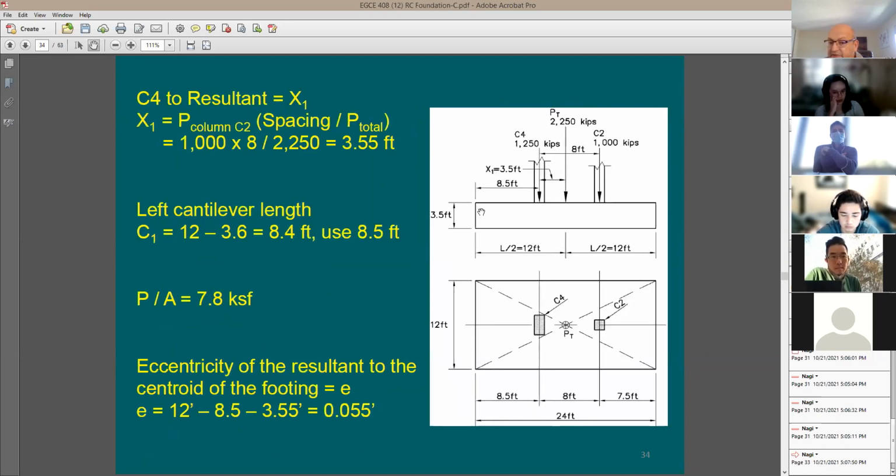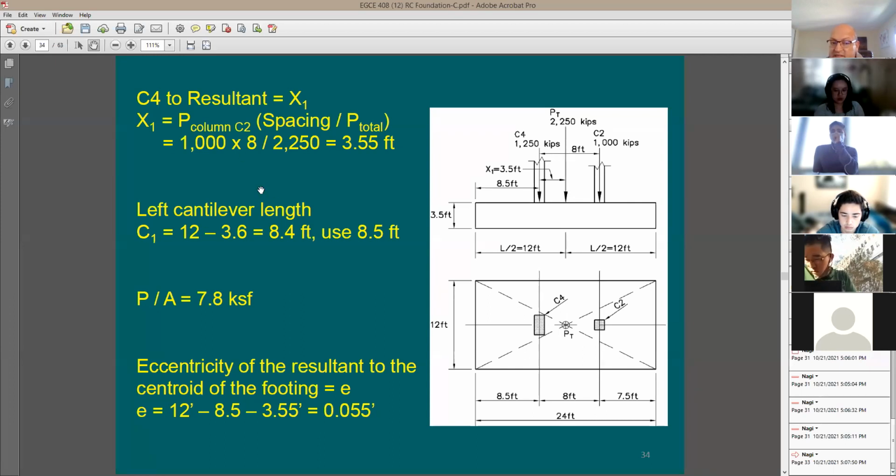Here's the foundation or the footing elevation, and this is a plan, right? The first force at C4 is going to be 1250. The second force at C2 is going to be 1000 kip. Distance is going to be 8 feet. Here's the location of the resultant force. Total force is going to be 2250.